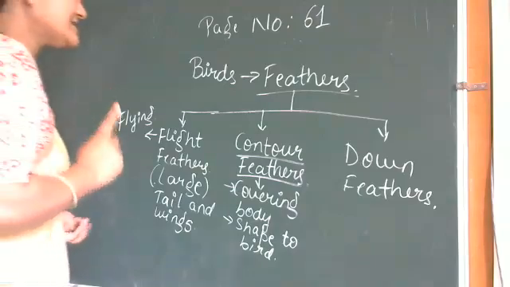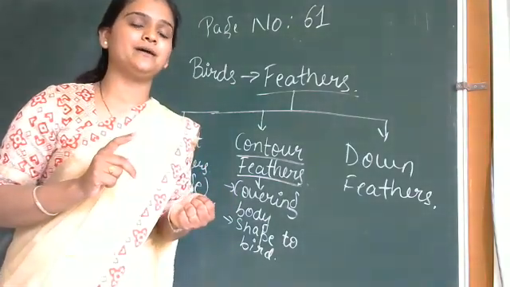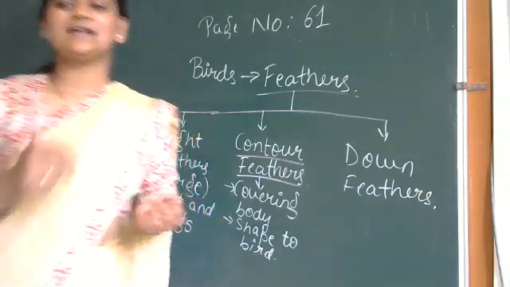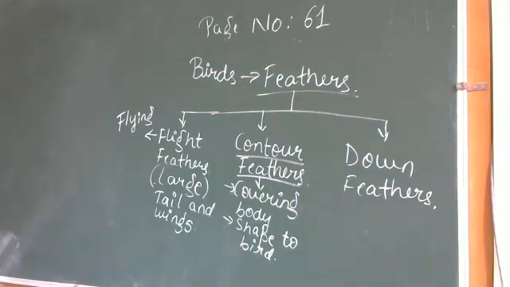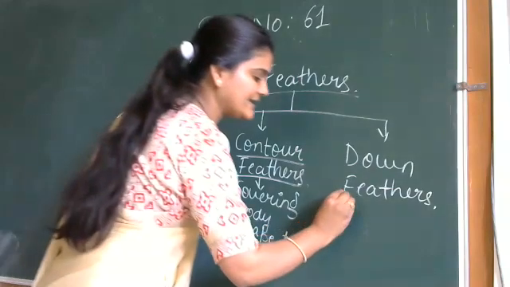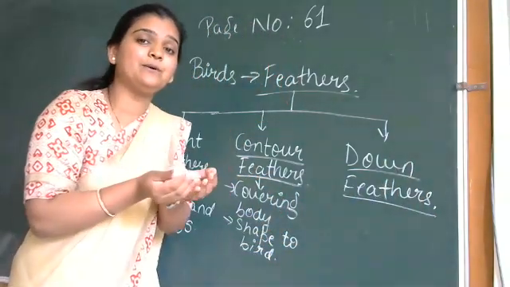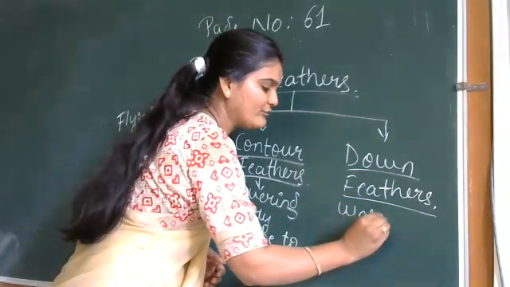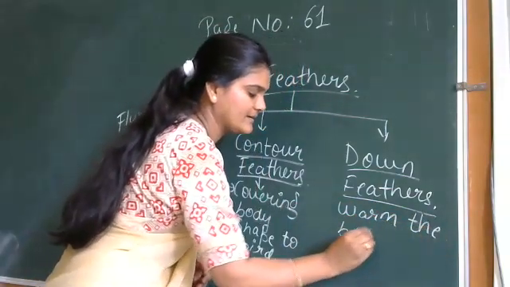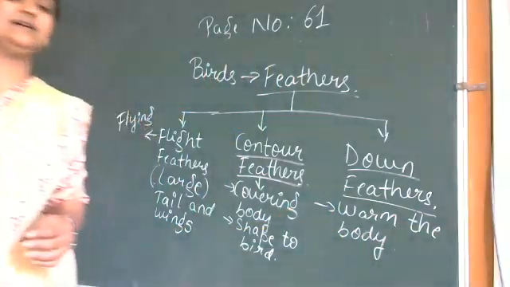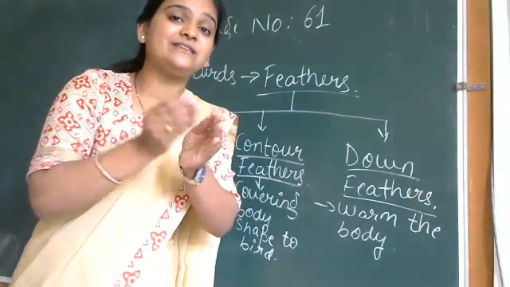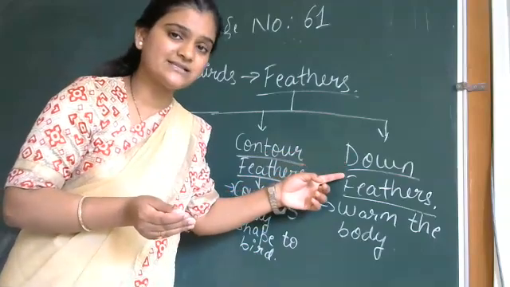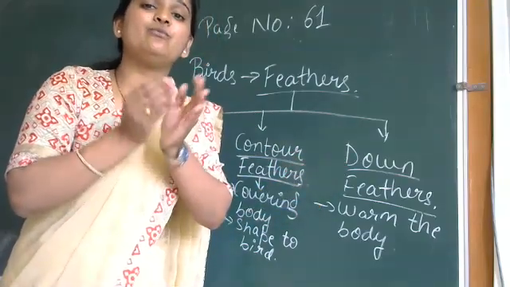Which feather is useful in giving shape to the body of a bird? Contour feathers. Yes, it is contour feathers. And the last one we have is down feathers. Down means what? It is very close to the body of a bird and it helps in keeping the bird warm. Down feathers are found very close to the body of a bird. Wherever the feathers start, there we have the down feathers, and they keep the bird's body warm.